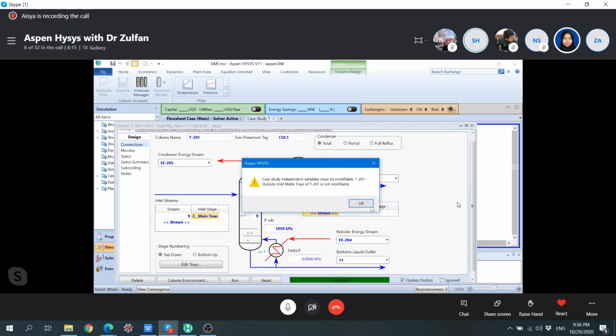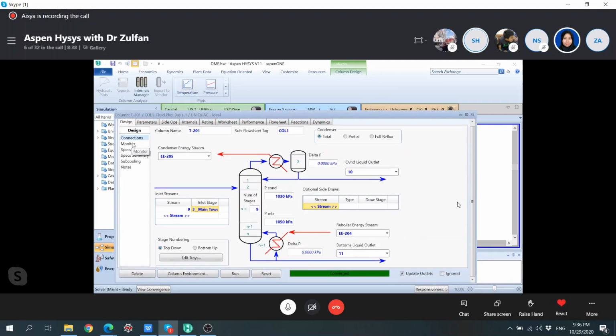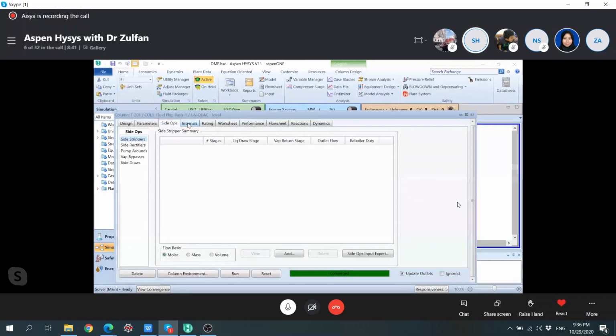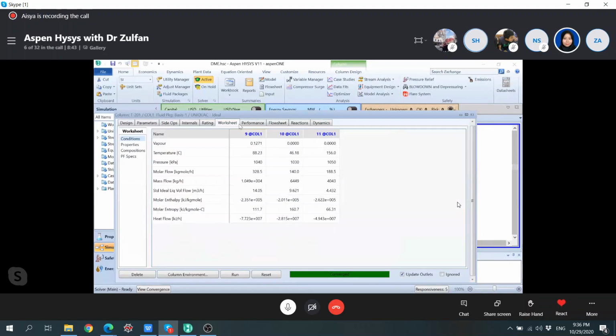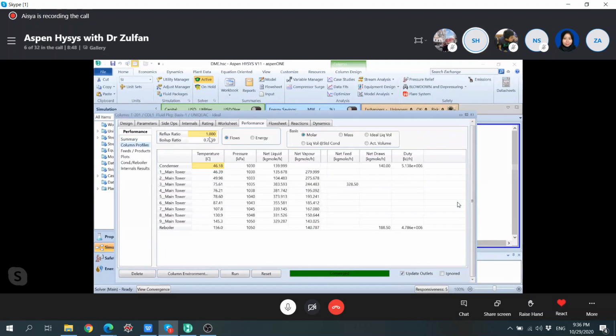That means we cannot use case study to vary the feed inlet location. But what you could do now, how many stages now? 9 stages. And then it is on stage number 3. Can you then show the concentration profile of the column? I also need to see the performance, column profiles, and then plots.